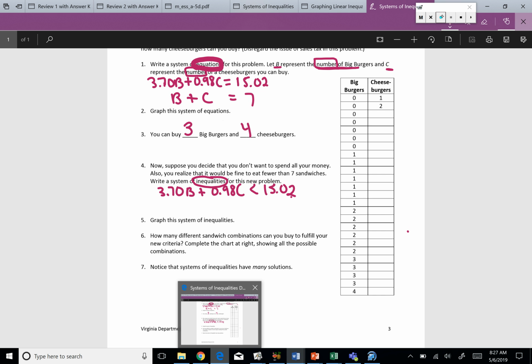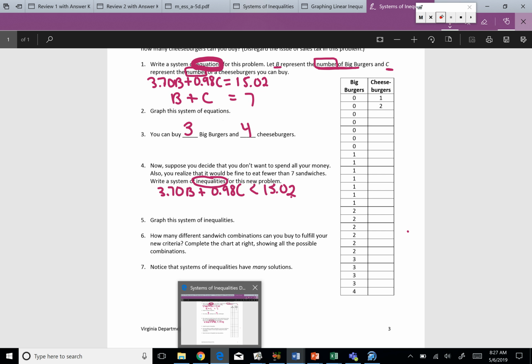So I'm not so much concerned with whether it's going to be a less than or a greater than, as which way should it open? That $15.02, that's the most I want to spend. That's the most. So we want our symbol to open towards that 15.02. Now it says we don't want to spend all of our money. So do we want an equal to? No, because we don't want to spend it all.